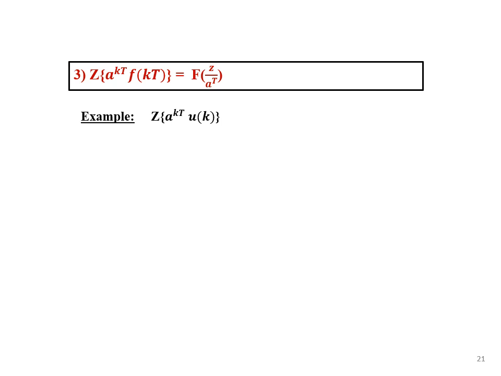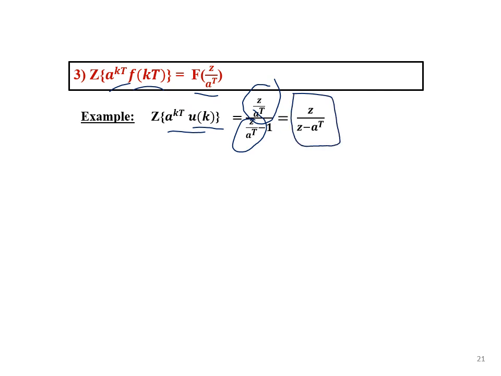For the third property, if you multiply a function by a power kt, then we get f of z divided by a power t. Then z of a power kt u of k equals the z transform of u of k, which is z over z minus 1, and then we substitute every z by z over a power t. We multiply the numerator and denominator by a power t, then it will be z over z minus a power t.